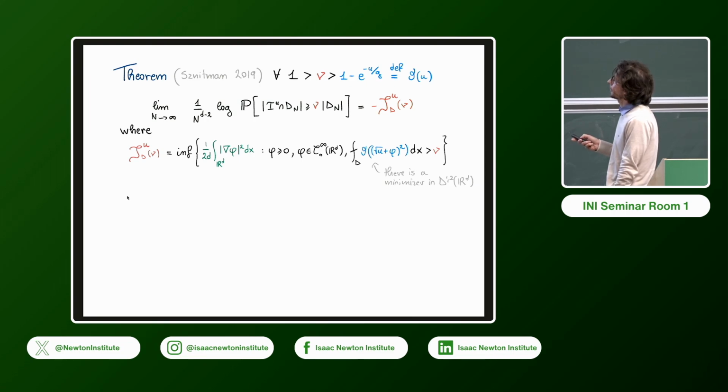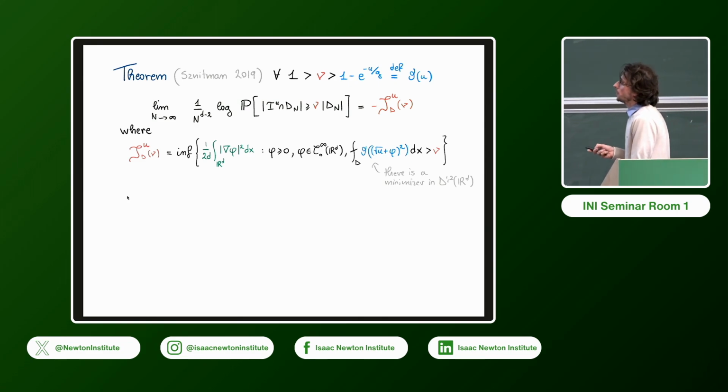Then this probability converges to 0 exponentially fast, with the speed, sorry, which is of capacity order, n to the d minus 2, and with a rate that is precisely described by this variational problem.